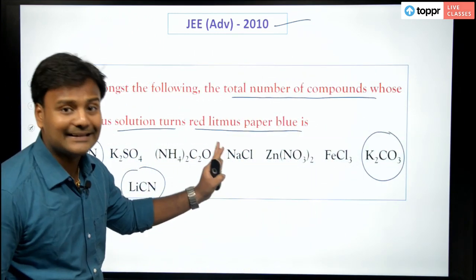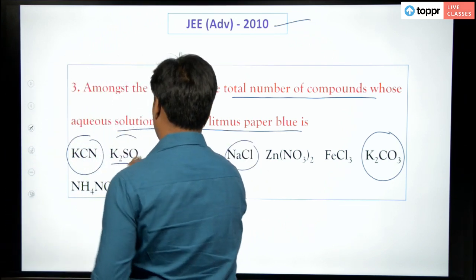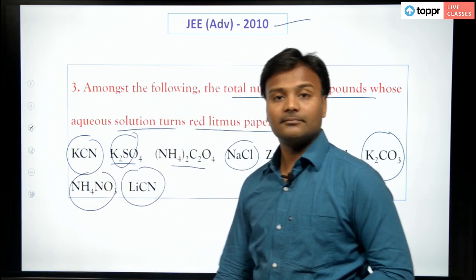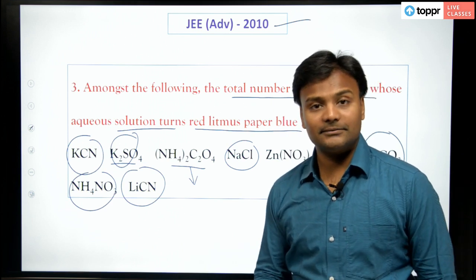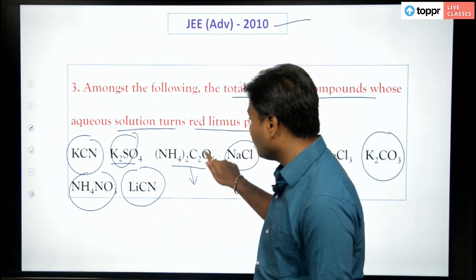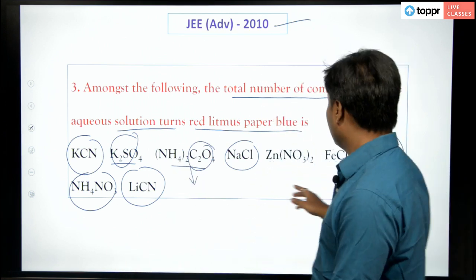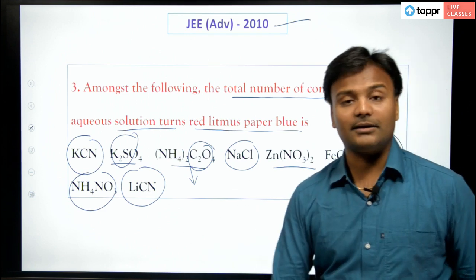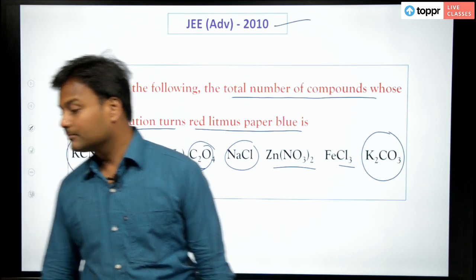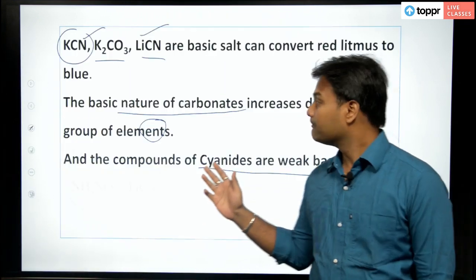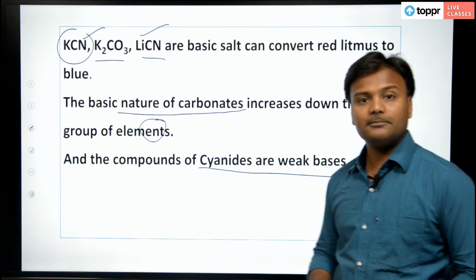Look at this, what is left over? Sulfates are salts, ammonium nitrate is a salt. This is an acid, oxalate, C2O4. What does it mean? C2O4 is an oxalate, that is an acid. Here nitrate, salt; ferric chloride, salt. You have salts and acids, and from them you are picking out the basic compounds. Is it clear to all of you?